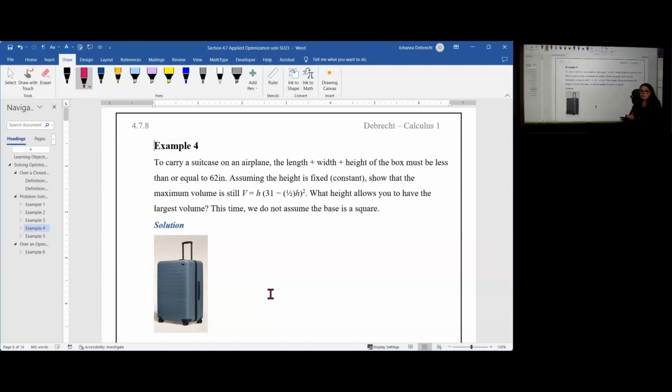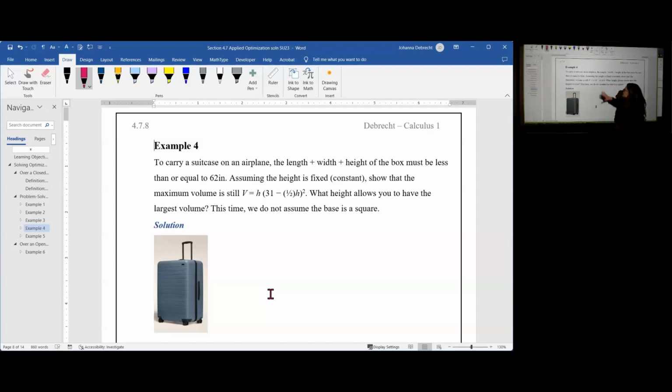Well, that is different because now we're saying that the height is a constant, which means it's not a variable, but somehow I've got to show that this formula still applies. What height allows you to have the largest volume? Well, they must have changed things again because if they're asking for the height, that must mean that it's varying, so it's back to being a variable. This time, we do not assume the base is a square. We can assume that it is a rectangular parallelepiped, otherwise known as a rectangular box.